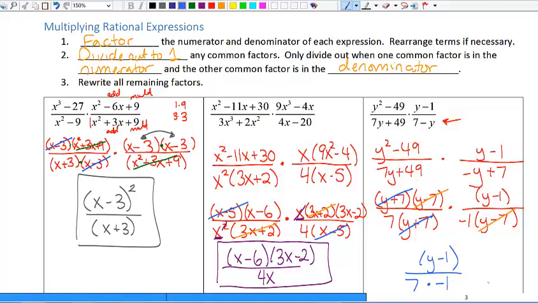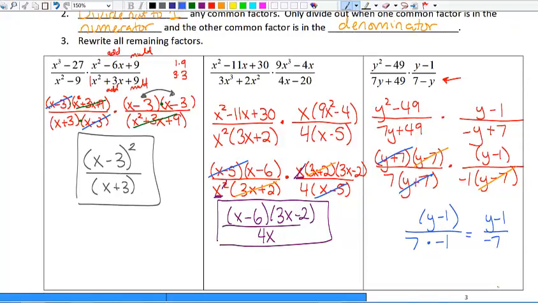Well, let's clean that up a bit and do y minus 1 over negative 7. And then probably the best way, even though that's an okay answer, another way you can write it is to put the negative out in front, which is probably a little bit more accepted.